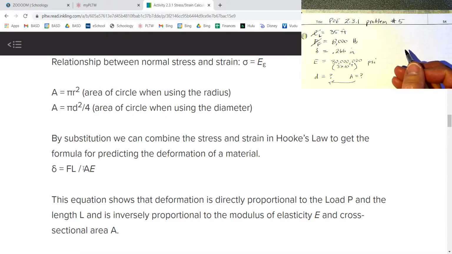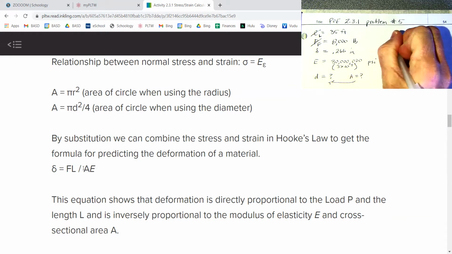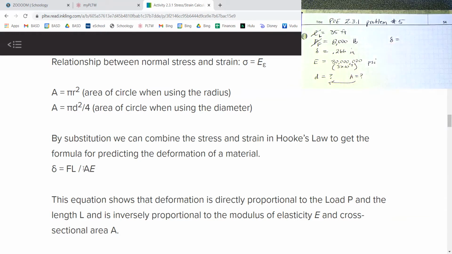And then before I switch my work here to the big screen, I'm going to write down delta, a lowercase delta, equals F times L divided by A times E. All right, now watch this, everyone.